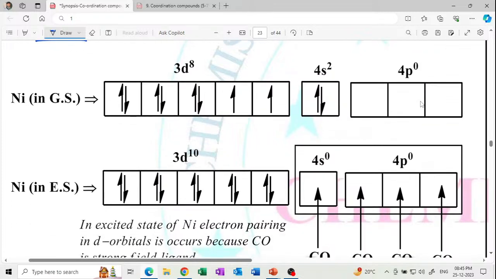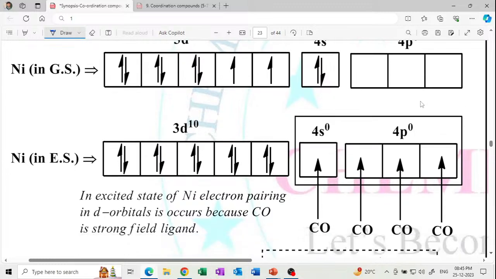And next, that becomes 3d10, so the pairing takes place. In the excited state of nickel, electron pairing occurs. Pairing of d electrons occurs because CO is a strong field ligand. Get it? So there is a pairing, meaning this electron is paired up here and this one goes there. This is the empty orbital, and in these empty orbitals the ligands are going to place electrons. Get it?